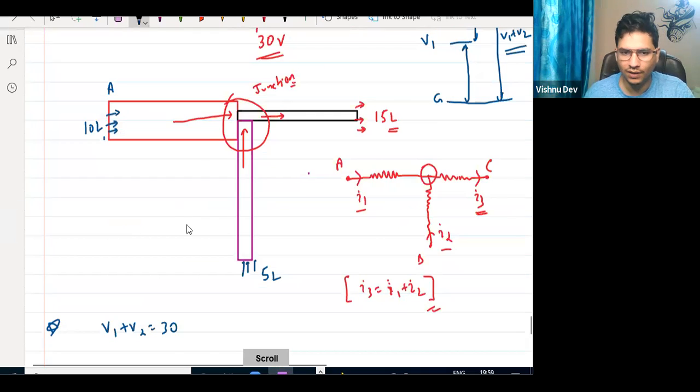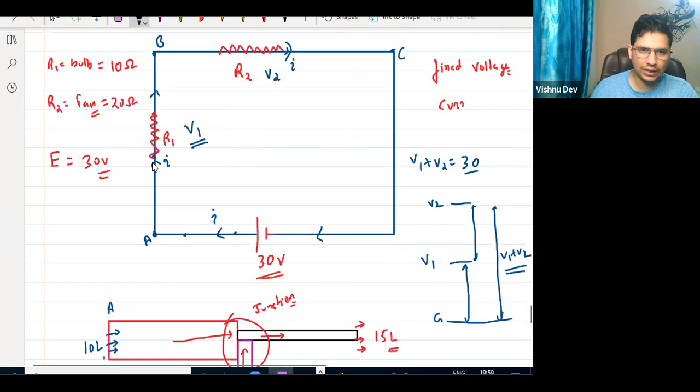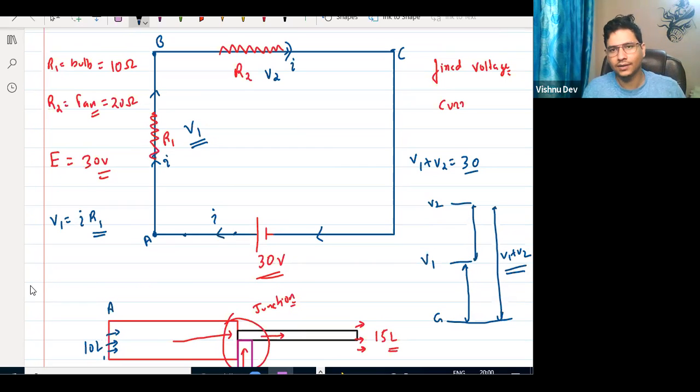Now suppose this is R1. Across R1, what is the potential difference? V1. Very good. How much is the current? I. And how much is the resistance? R1. Can I say V1 is equal to I into R1 using Ohm's law? Since I is the current in the whole circuit, using Ohm's law, can I say that? Yes, sir.